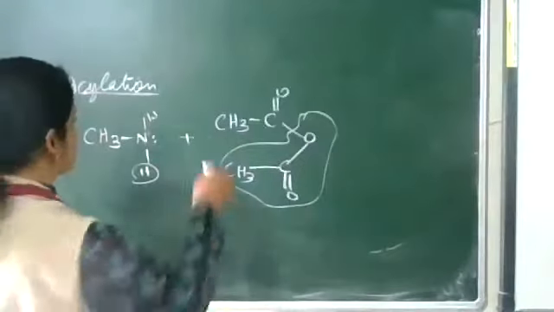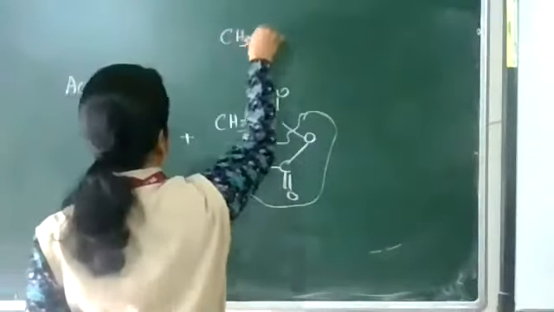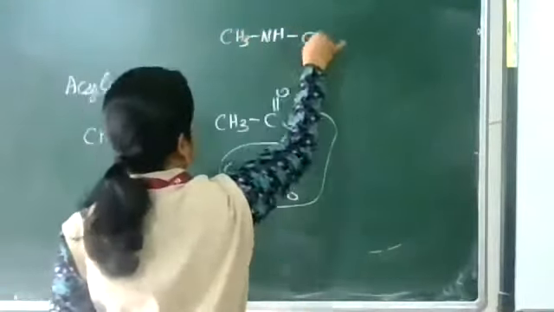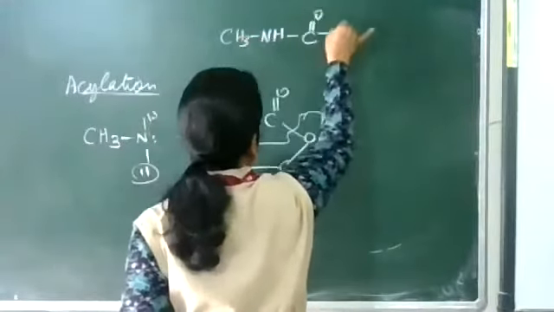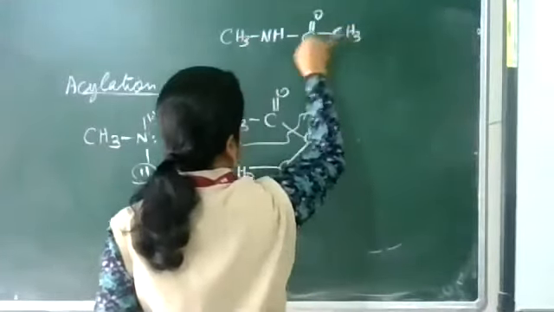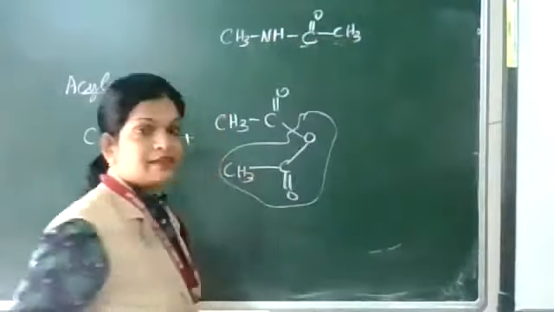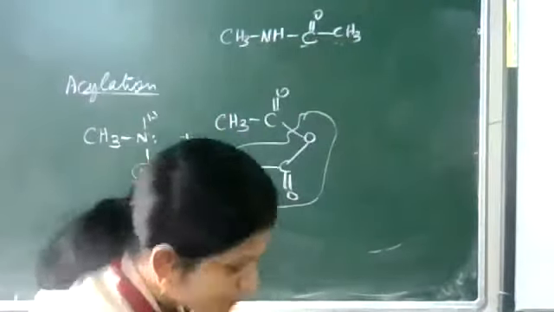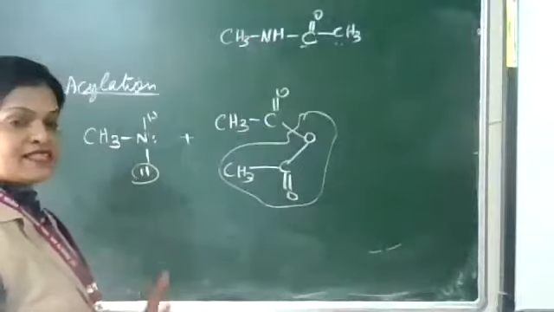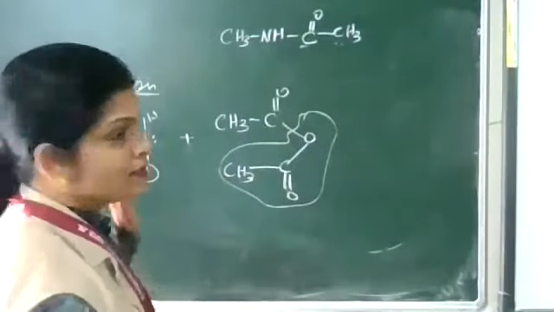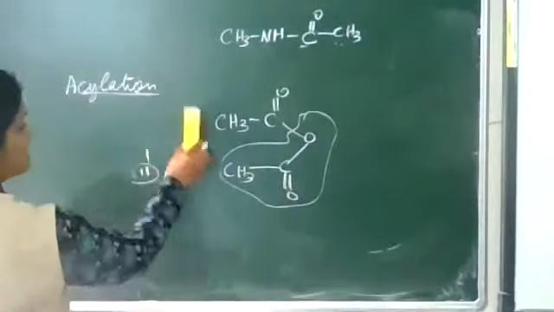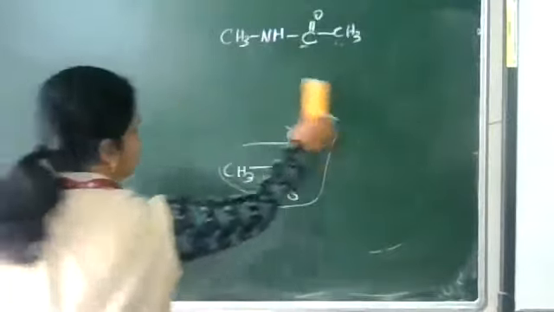The product is similar, that is CH3NHC double bond O CH3. This is ethanamide, N-methyl ethanamide. Similar to that, acylation, acetylation, benzoylation, the reaction procedure is this. That is the third reaction.